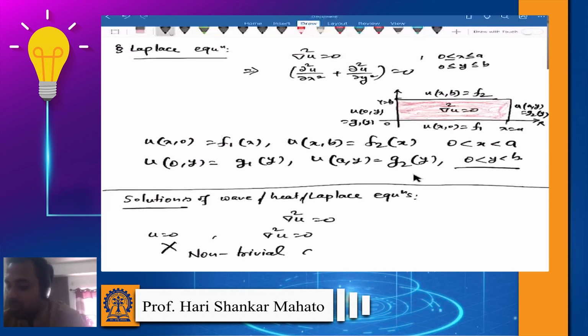Non-trivial solution means a solution which is not equal to 0. That is, we are looking for solutions which are not equal to 0. Because u equals 0 will always be satisfied, but it doesn't give any information. So we will not be interested in finding a trivial solution at all. In the method of separation of variables, we will run into situations which lead to the trivial solution, but we will not consider those situations.